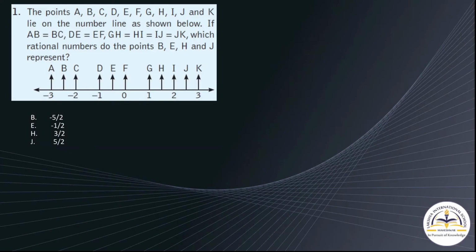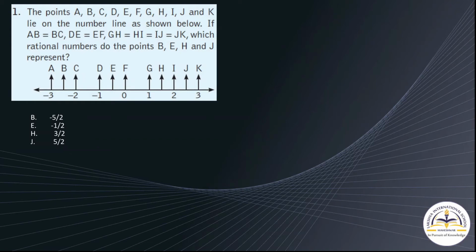The points A, B, C, D, E, F, G, H, I, J and K lie on the number line as shown below. If AB equals BC, DE equals EF, and GH equals HI equals IJ equals JK, which rational numbers do the points B, E, H and J represent?